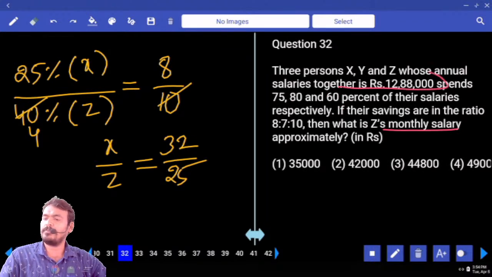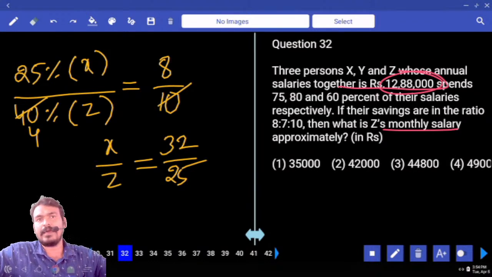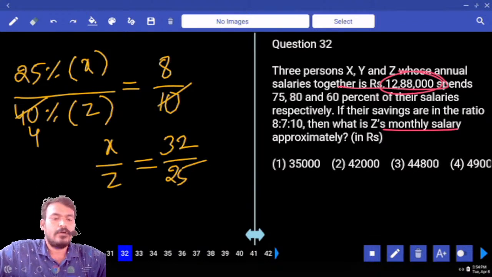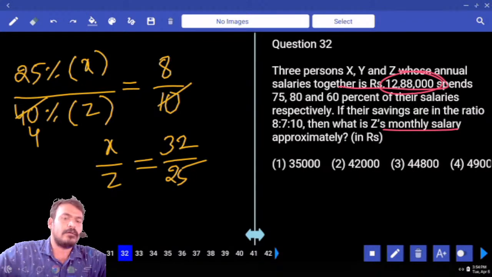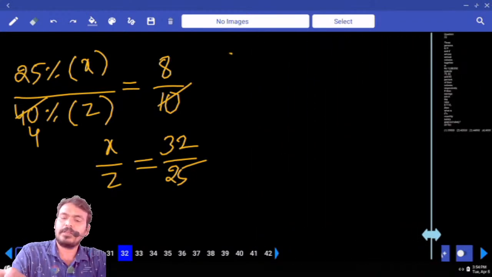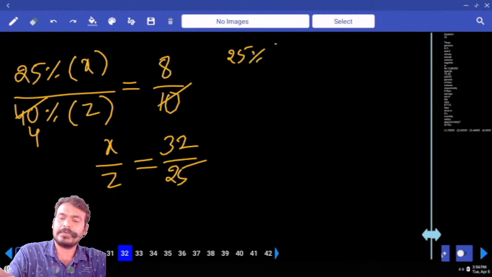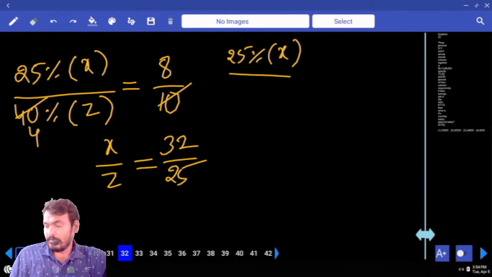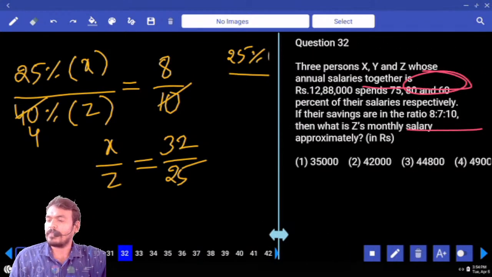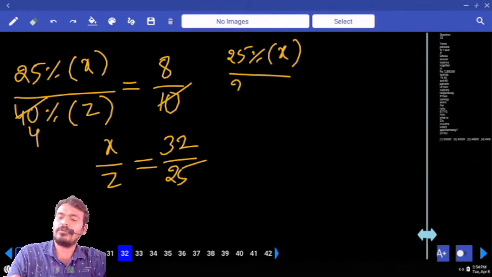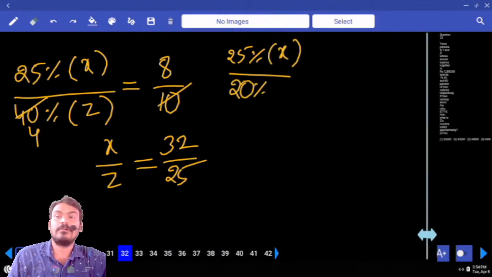Total salary of 3 persons is how much? 12,88,000. X and Z are given. Again we require which one? Y's value. In Y's case, how much percent is spent? 80%. Then the remaining 20% is savings. 20% of which value? Y's value.